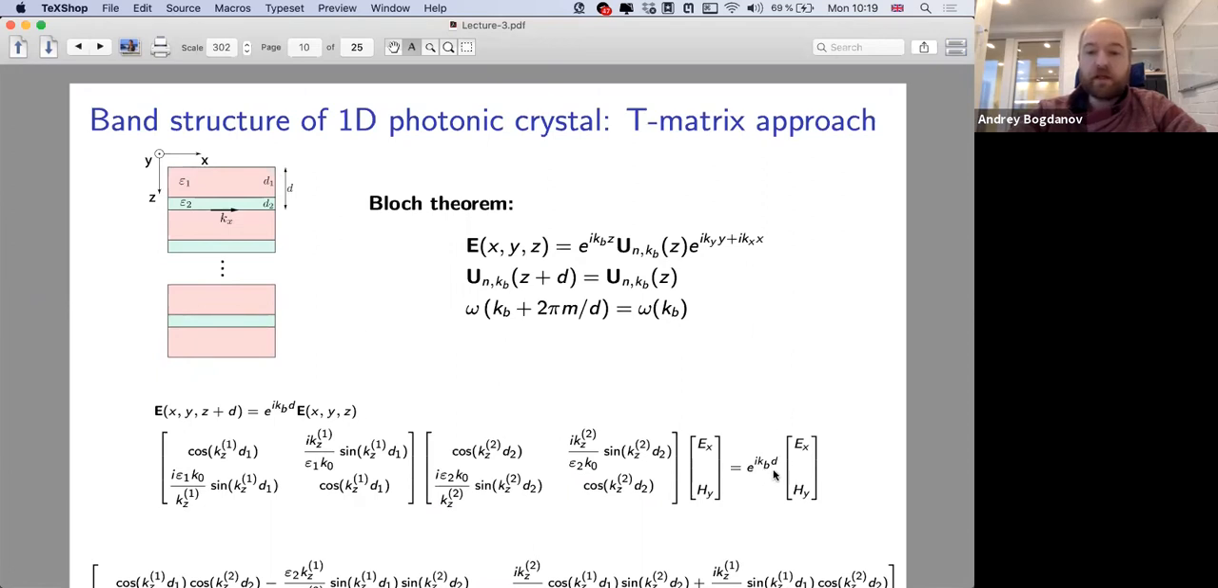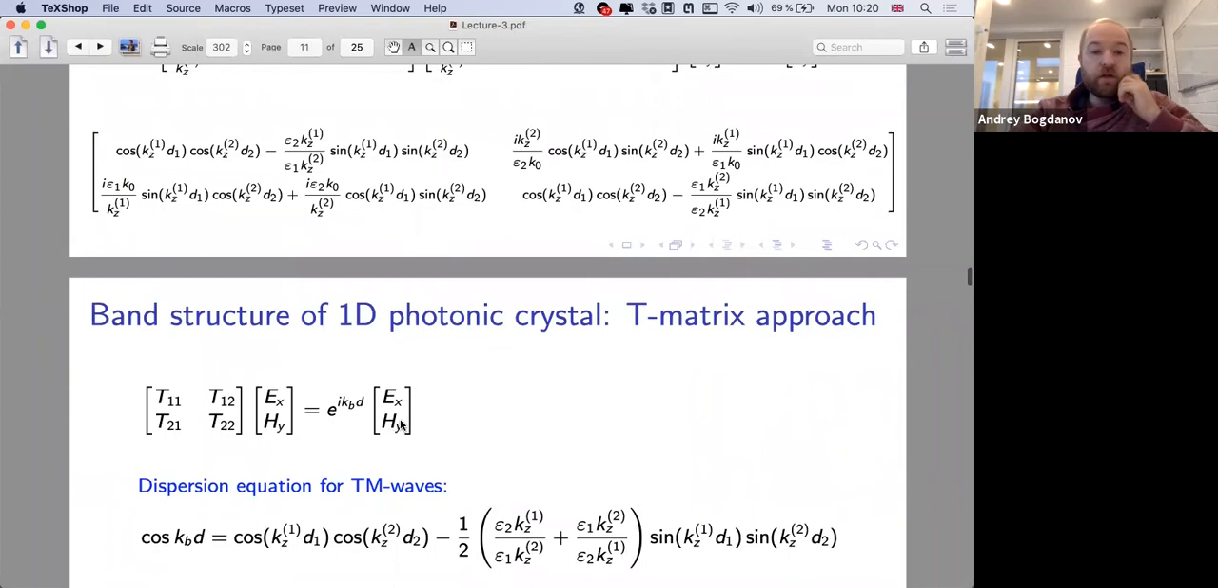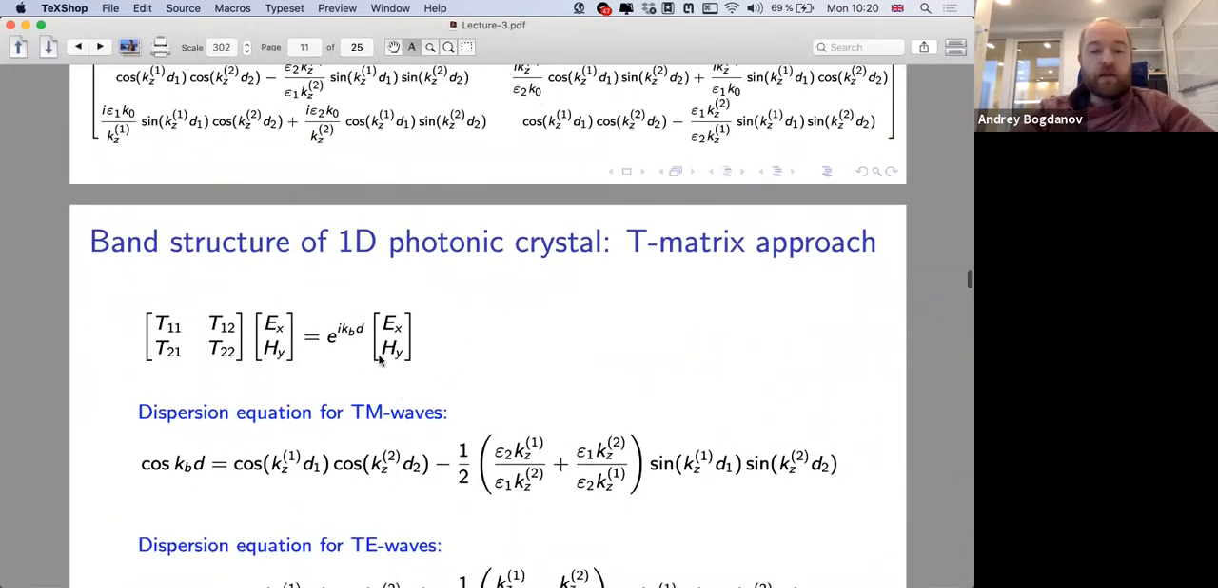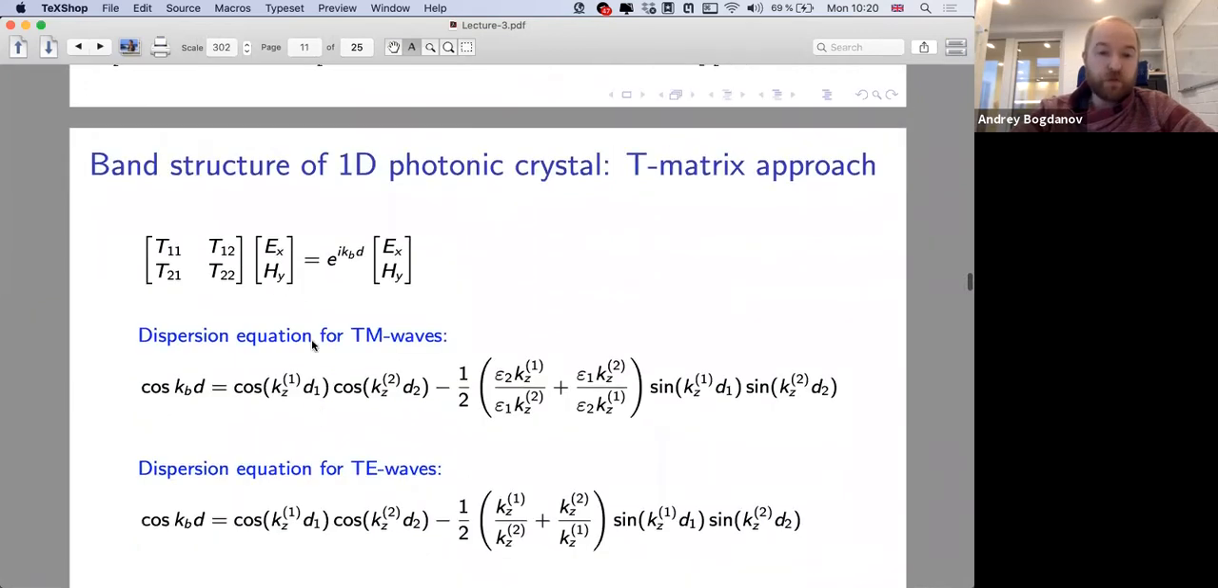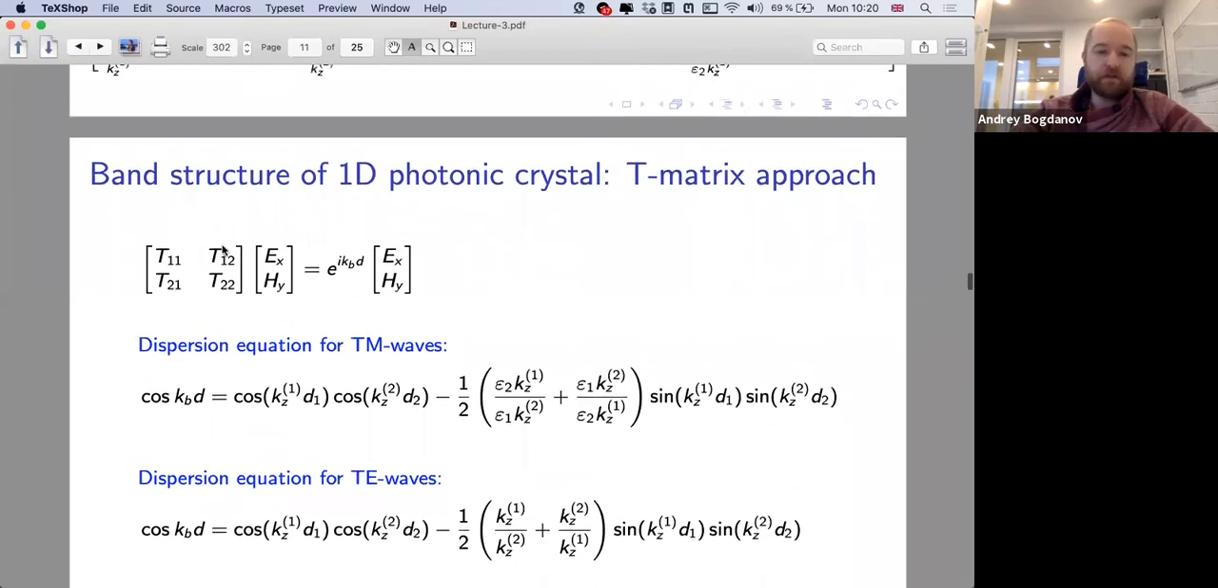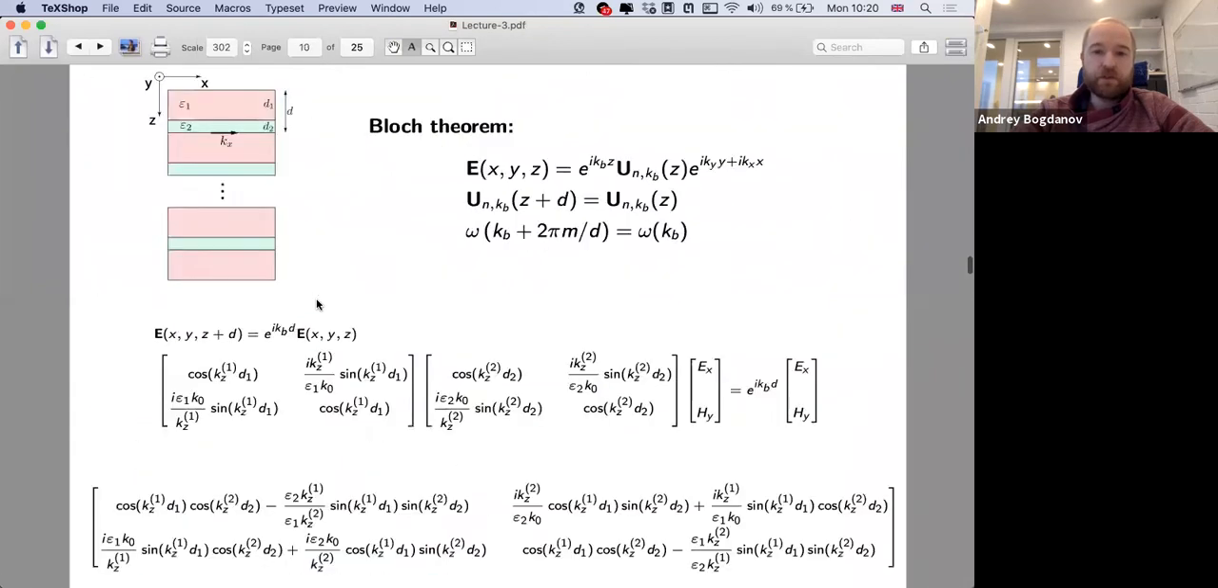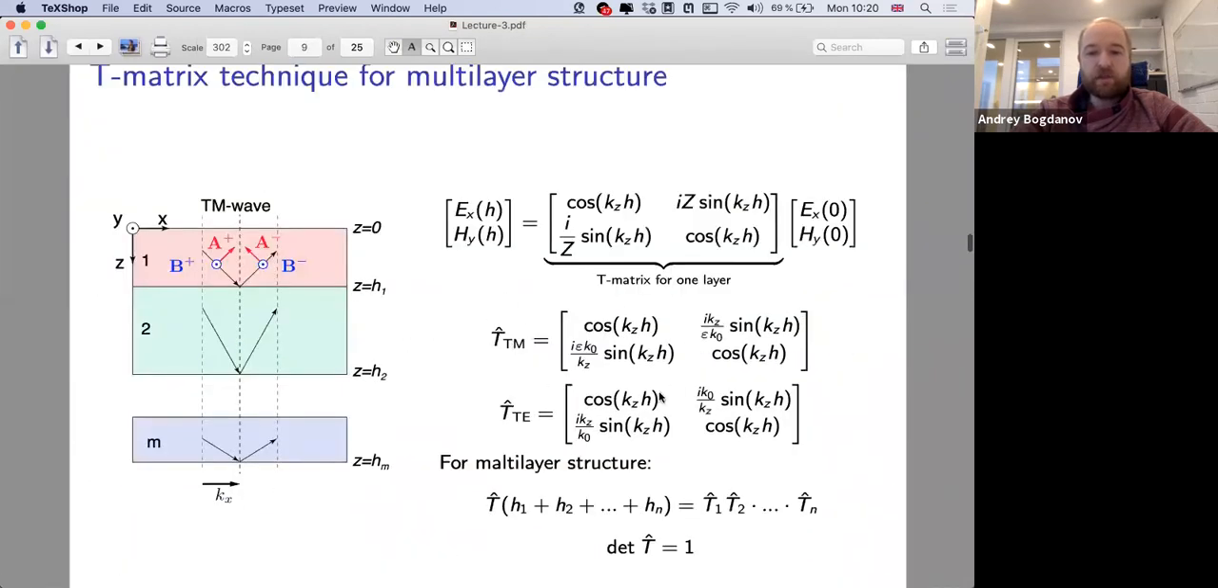And here we clearly see that this exponential factor is an eigenvalue of this matrix. Then we can write this in this form, and then we calculated the dispersion relation for TM and TE waves. The difference between TM and TE is polarization, but technically we need to use different transfer matrices, because for TE and TM the transfer matrices are different.